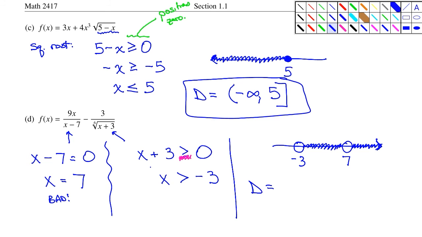So we have that the domain starts at negative 3. It's open at negative 3. Goes to 7, jumps over 7, and then continues on.